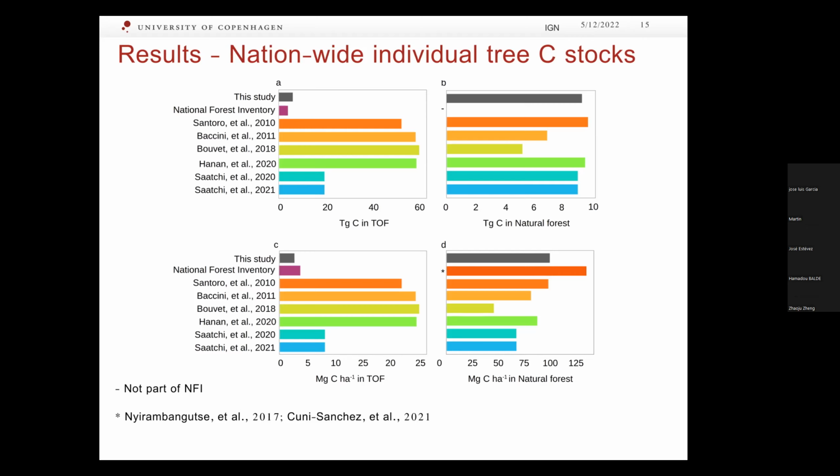We realized that existing global products overestimate the biomass and the carbon stock outside natural forest, while inside natural forest they somehow underestimate, but they do pretty well compared to outside. And this might have been caused by other issues that I might not discuss. But yeah, that's how we characterized every tree by its biomass and carbon stock.